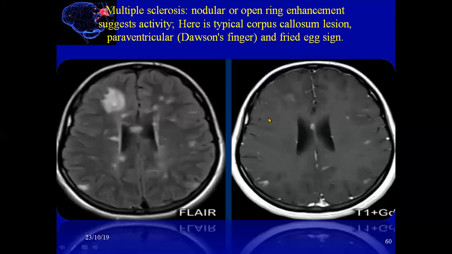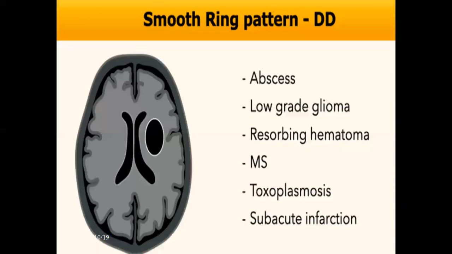Multiple sclerosis will show a nodular or open ring enhancement. This may suggest activity of the disease. Here is a typical corpus callosum lesion. Periventricular lesions are also called Dawson fingers, also fried egg signs. This is most commonly seen in multiple sclerosis.